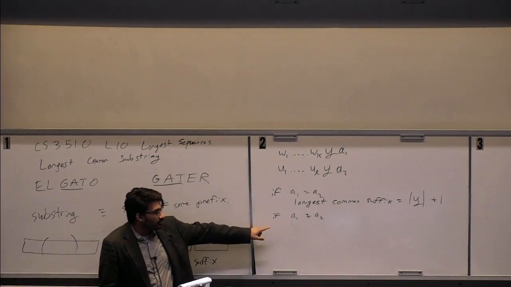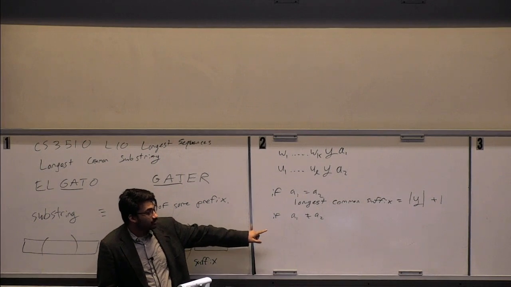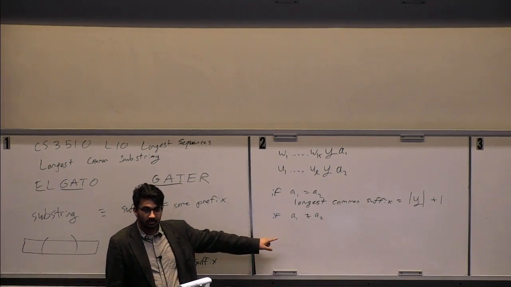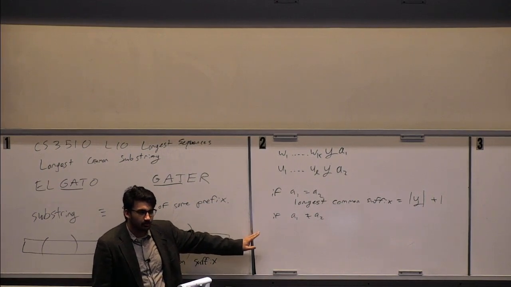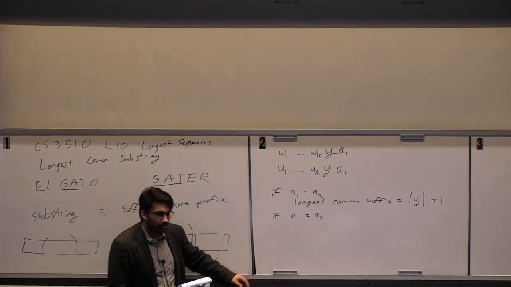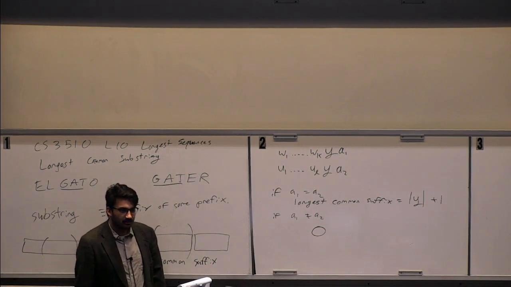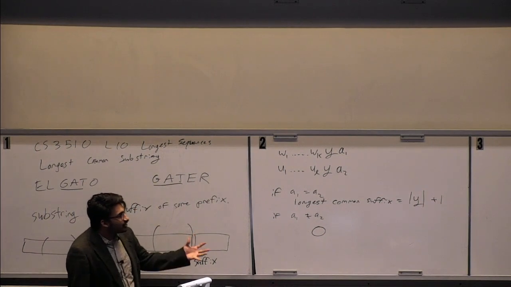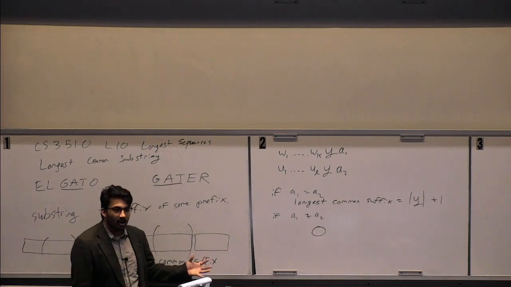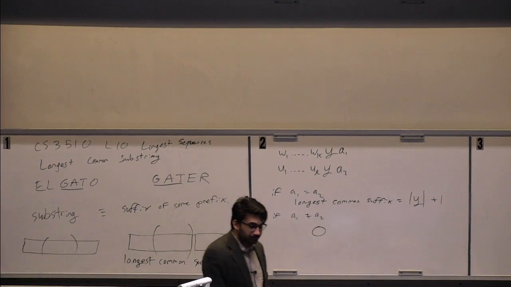What about if A1 does not equal A2? What is the longest common suffix? I am not asking about a substring. I'm asking about a suffix. This is key. What is the longest common suffix of two strings that end with different characters? Zero. Yes. They have no longest common suffix, right? They have no common suffix, so there's no longest common suffix, right? This is the recurrent structure of the longest common suffix problem, right?